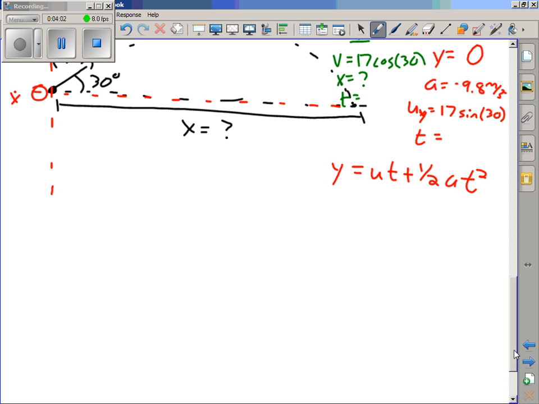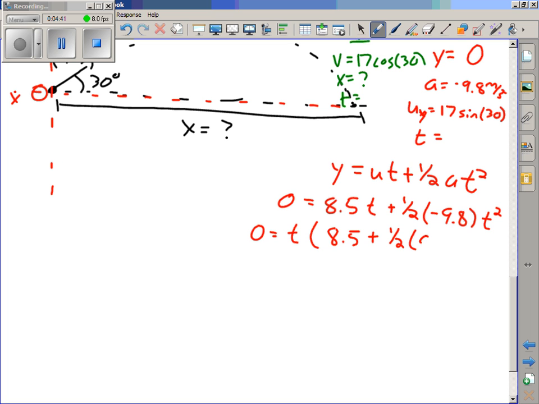Plug in. I get 0 equals, what is 17 sine 30? 8.5. Let's make it 8.5 t plus 1 half negative 9.8 t squared. Luckily for us, y is 0, so this doesn't require a quadratic solve. Factor out a t. This is just algebra from here. 0 equals t times 8.5 plus 1 half 9.8 t.